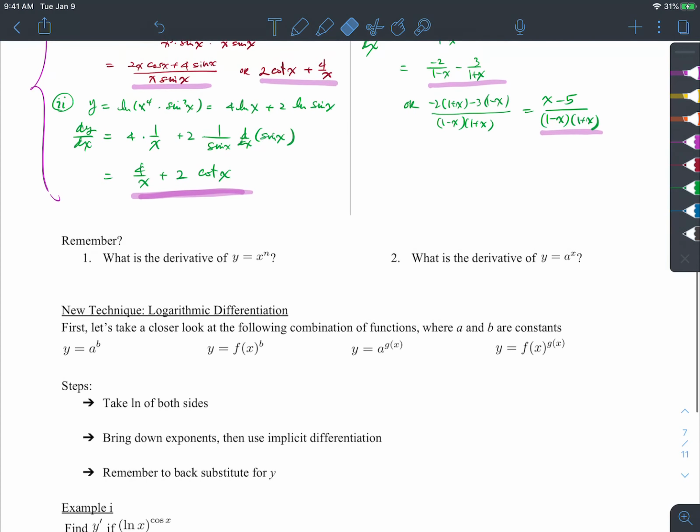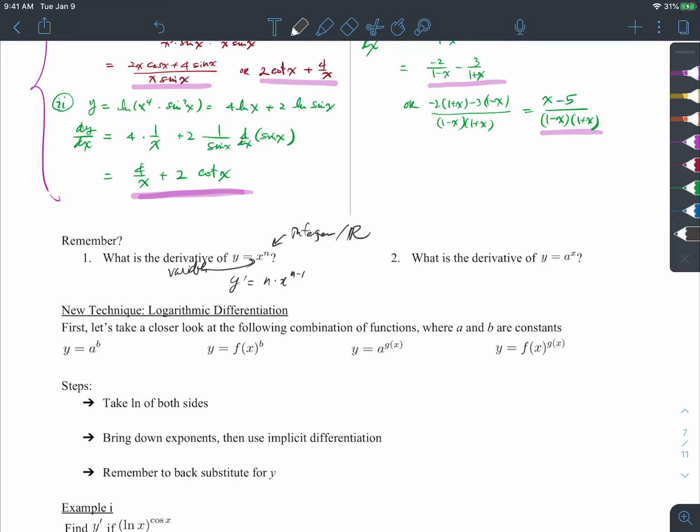So let's talk about this. What is the derivative of y equals x to the n using the power rule? That is n times x to the n minus 1. Sometimes students get confused because it is something to the power of something. But in this particular case, that is an integer, or it could be a real number. It really doesn't matter, right? And the base is the variable.